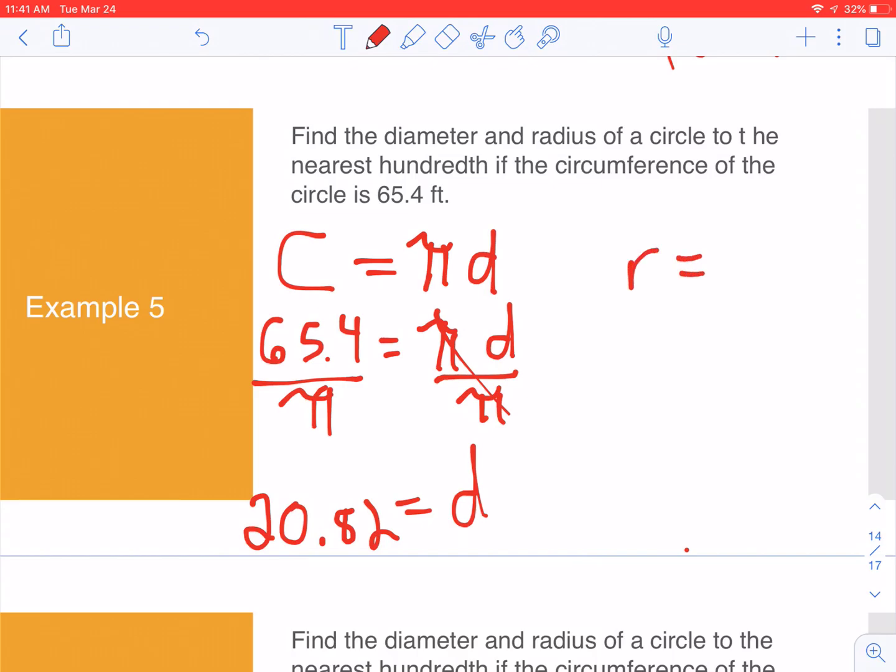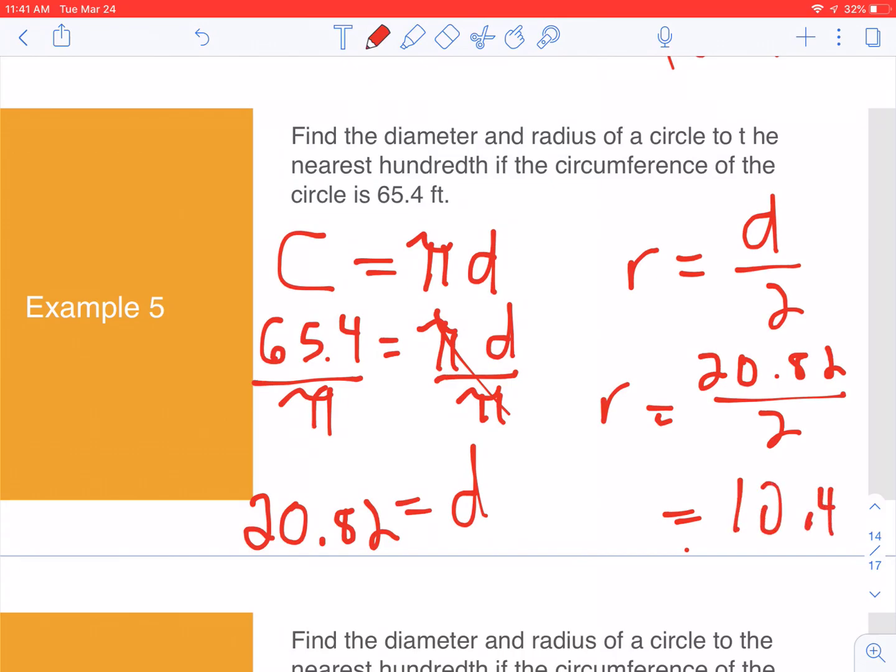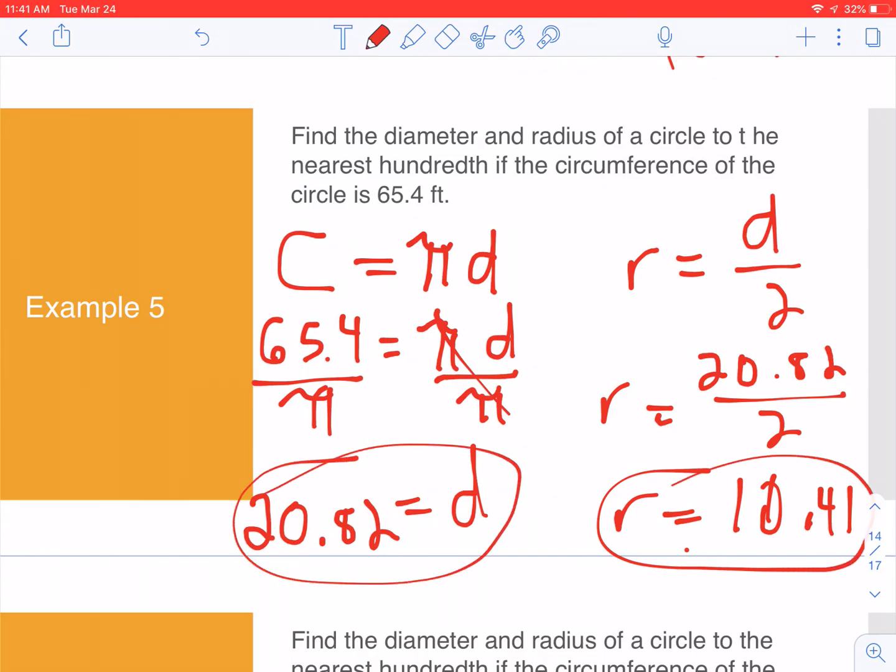How do I find my radius? The radius equals diameter divided by 2. So all I do is 20.82 divided by 2, and I'm going to get 10.41. So my radius is 10.41. My diameter is 20.82.